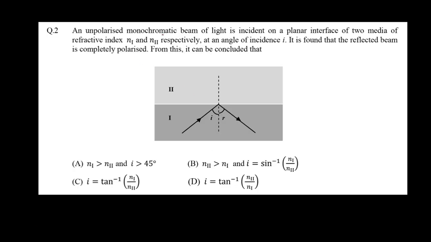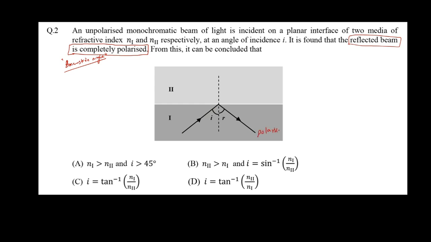An unpolarized monochromatic beam of light is incident on a planar surface of two media of refractive index n1 and n2. Angle of incidence is i. It is found that the reflected beam is completely polarized. See, by reading this statement, reflected beam is completely polarized, then automatically we need to get Brewster's angle. Brewster angle, polarization by reflection concept. In the Brewster angle, when light is incident, the reflected ray will become completely polarized.